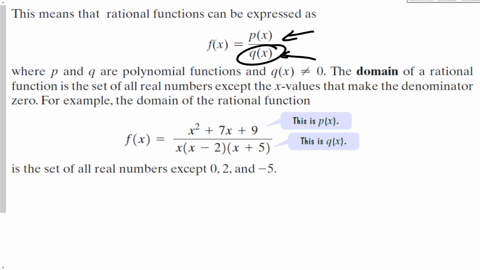So the domain of a rational function is every real number except for all the things that make the denominator equal to 0. So if we look at this function right here, the top is p of x, the bottom is q of x, and this function is defined everywhere except for the three places that make the denominator equal to 0: 0, 2, and negative 5. Okay? In each one of those cases, something is happening at those points. The function is not defined there, and we're going to see what that means in a little bit.